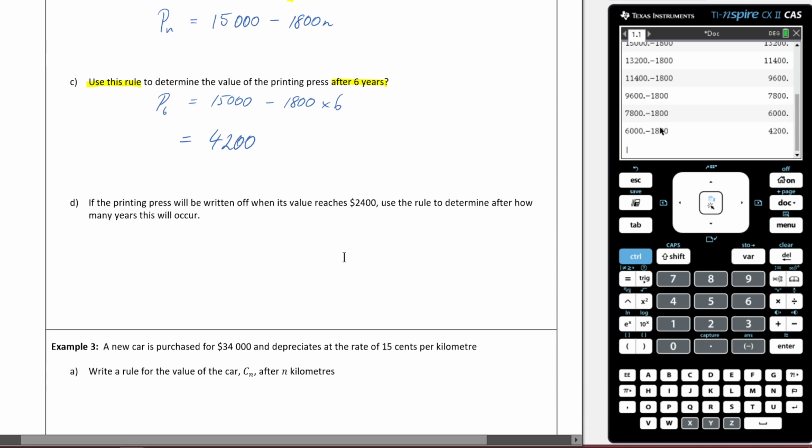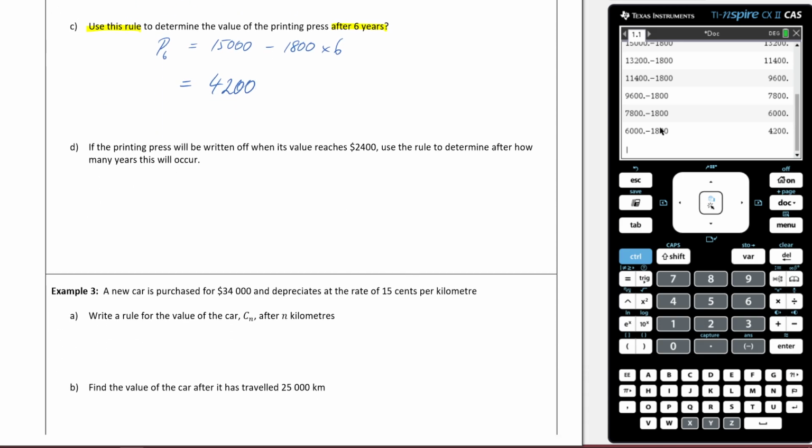Now here's where rules become really powerful. Part D here, where it says, if the printing press was to be written off when its value reaches 2,400, use the rule to determine after how many years this will occur. This is where we're really going to use our rule effectively. We want to figure out when our rule hits 2,400. So I'm going to say 2,400 is equal to our rule. I'm taking that value and setting it equal to our rule. Now I want to solve this.